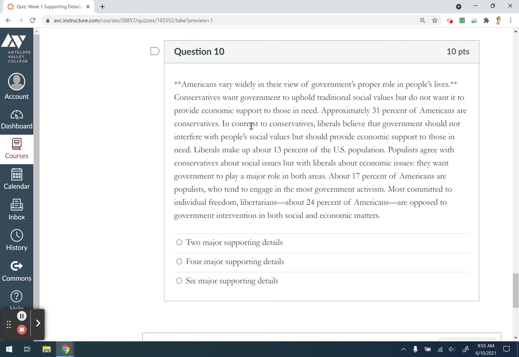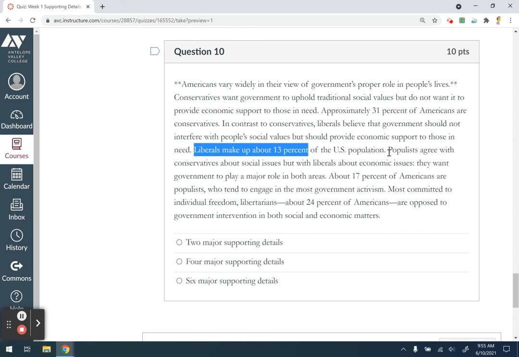Another group, we're going to jump out here, in contrast to conservatives. So this is showing a difference. This is another major supporting detail. In contrast, liberals. Okay, so this is a major supporting detail here. So that's 2 major supporting details. All right, and then they're going to give you a minor detail here, the statistic. Liberals make up 13%. That is a minor detail.